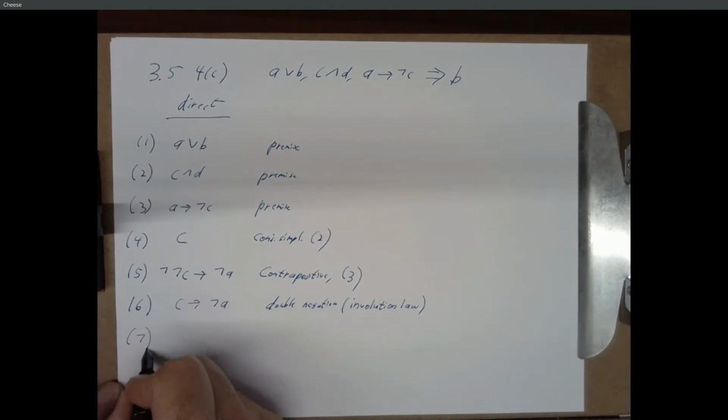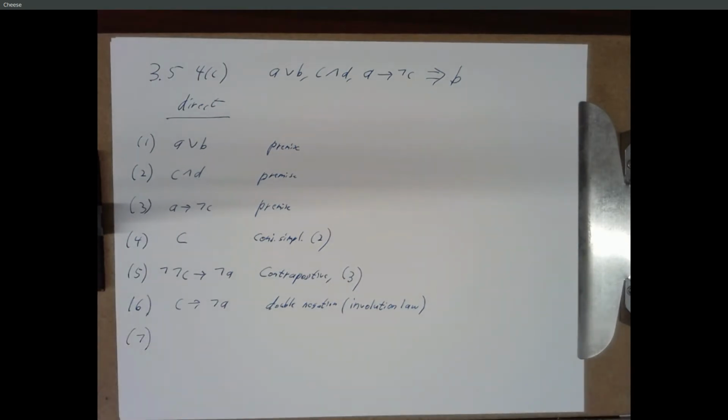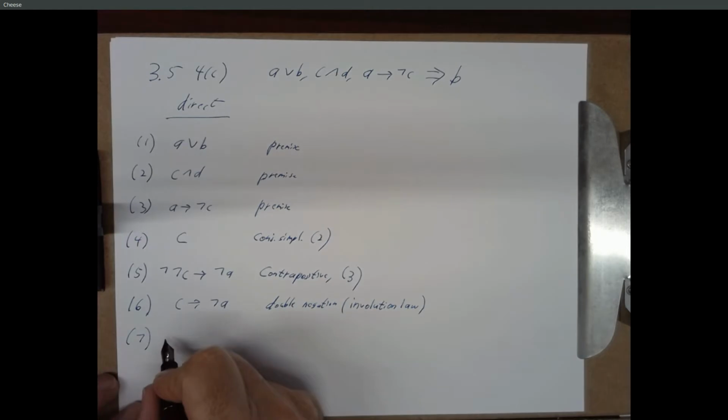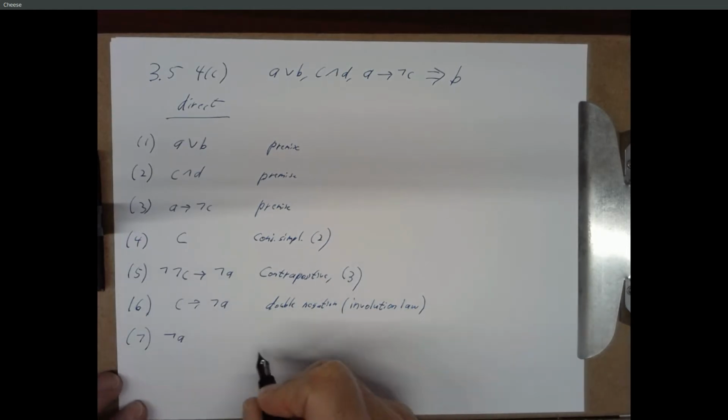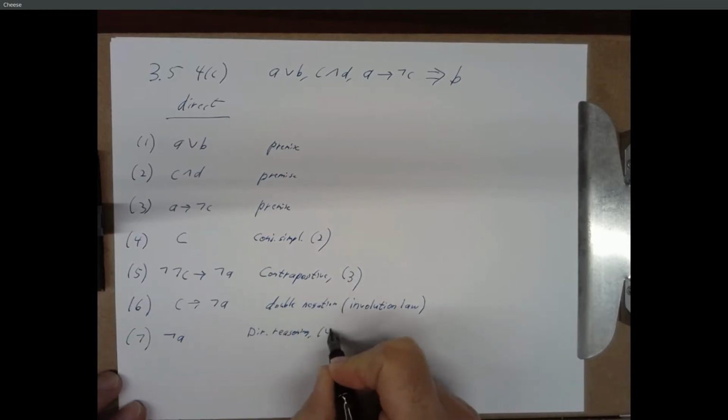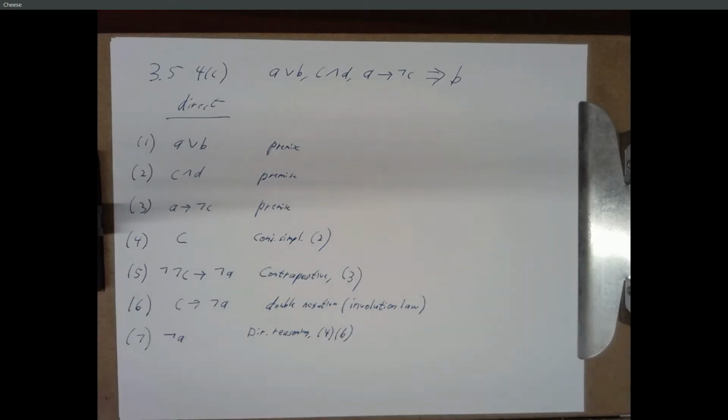And now we can start bundling things together. We know that C is true. We know that C implies not A. Those two will give us not A. That's direct reasoning. Statements 4 and 6.